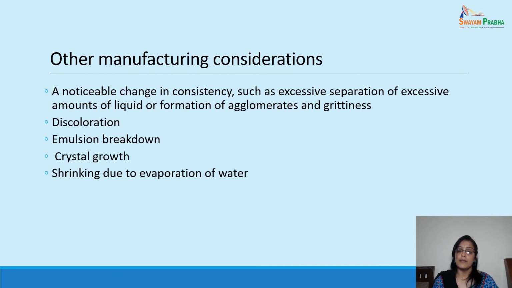Now, what are the other manufacturing considerations? Other manufacturing considerations are organoleptic inspection and evidence of physical stability. Now, how do you determine that your product is physically stable? Physically stable means it has its complete integrity of the product, just by noticing a few things.